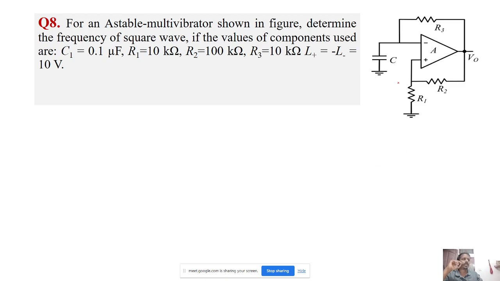Like in our RC phase shift oscillator and Wien bridge oscillator, the feedback is varying. Yes, correct. That time this configuration is different.